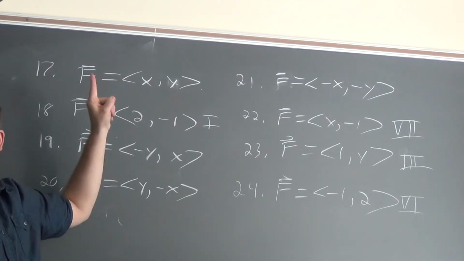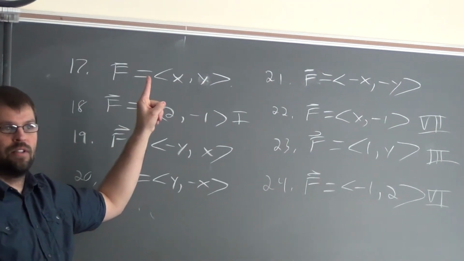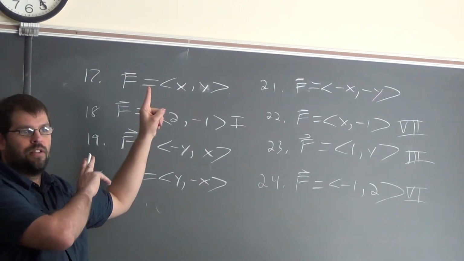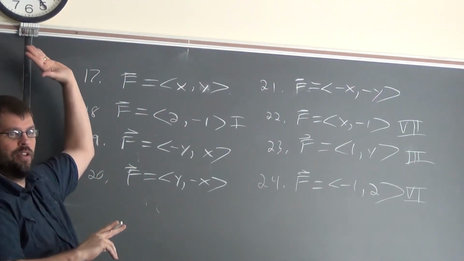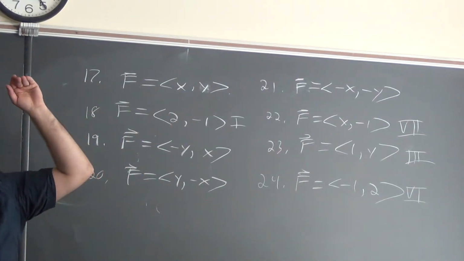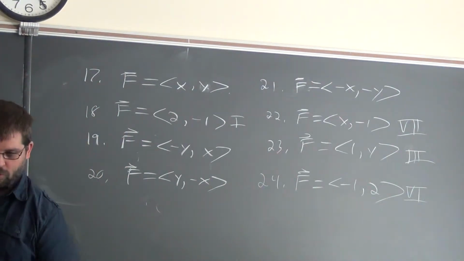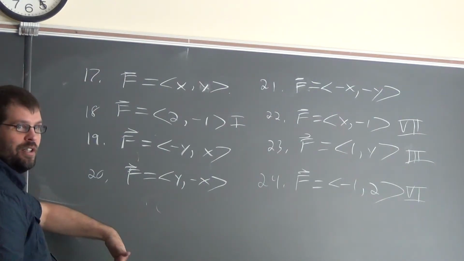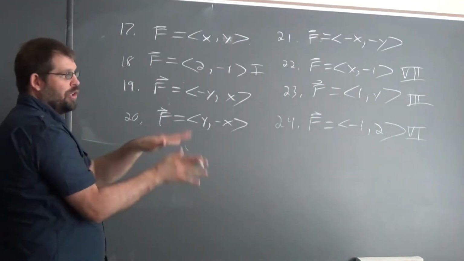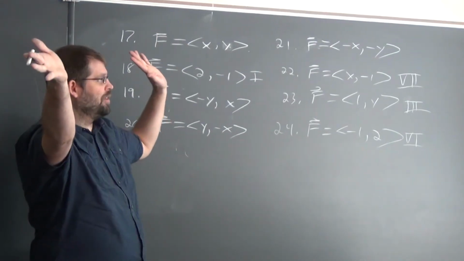How about in the second quadrant? X is negative, Y is positive, so they should be pointing this way. Third quadrant, they're both negative, they should be pointing, I'm losing myself, that way. Fourth quadrant, X positive, Y negative, that way. So they should be pointing away from the origin every time. Which one's that? That's 2.